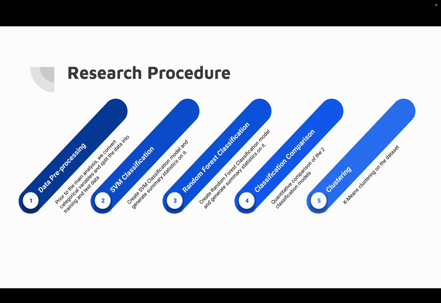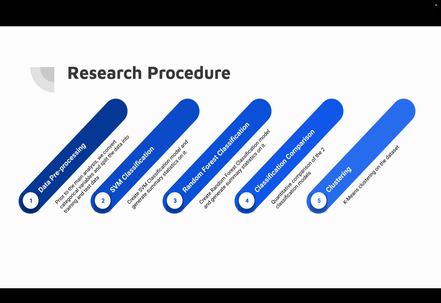So the research procedure that I used is as follows. The first step was data pre-processing. This is prior to the main analysis, where we convert our categorical variables into numeric variables, and we also split the data set into training and test data, which will then be used for the models that we'll be using. Second, we go ahead and create and train the SVM classification model and generate some summary statistics on it to see how it performed.